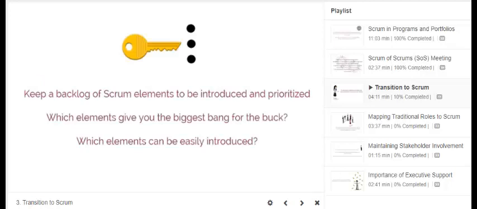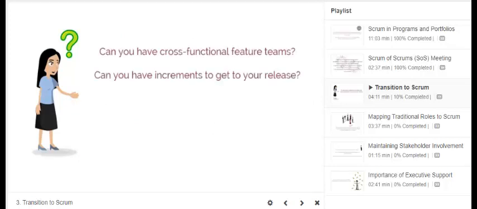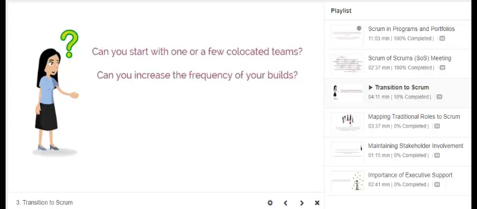First, keep a backlog of Scrum elements to be introduced and prioritized. Second, consider which elements give you the biggest bang for the buck. And finally, which elements can be easily introduced. Now at this point, we have to ask a few questions, such as, can you have cross-functional feature teams? Can you use increments to get to your release? Can you start with one or a few co-located teams? And if you cannot do continuous integration, can you increase the frequency of your builds?